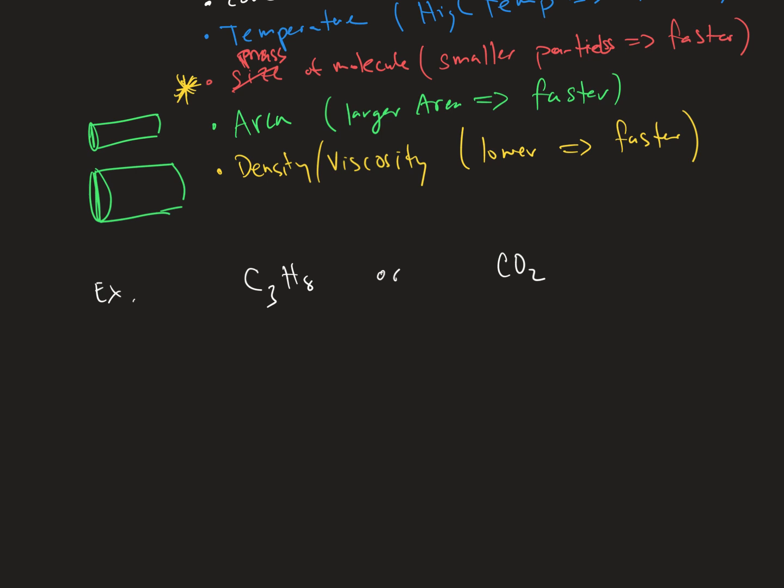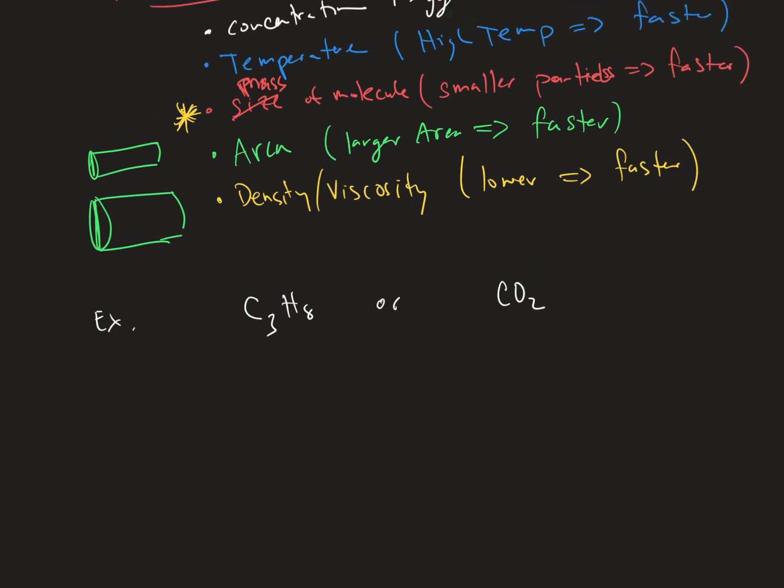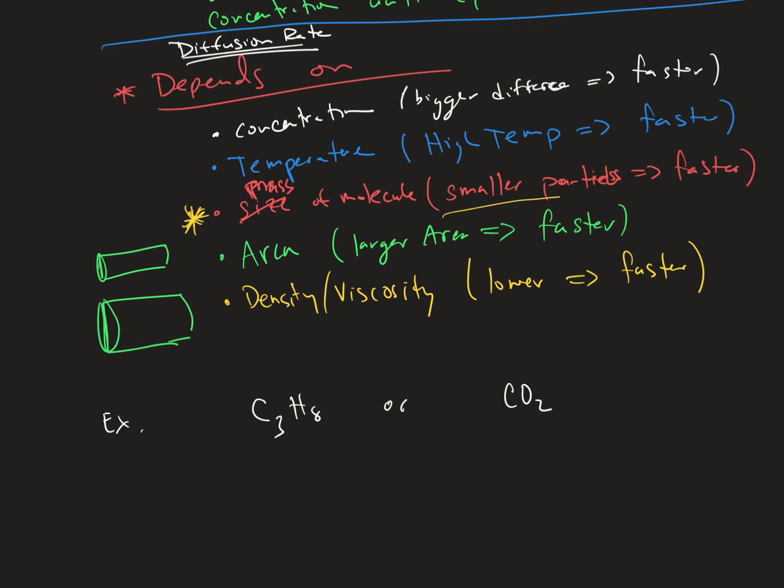CO2 has a greater dispersion rate because it's heavier. You got it flipped. Smaller particles are faster. So yeah, you got it flipped.